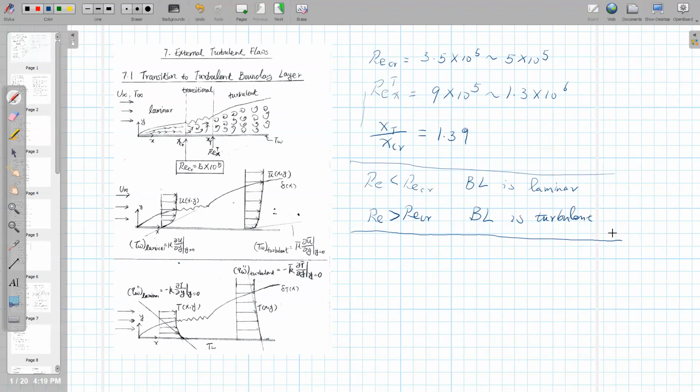Okay, so let's take a look at the second picture here. Basically we show the detailed velocity profile in the laminar boundary layer and in the turbulent boundary layer. In the laminar boundary layer, you can see that the profile, across the boundary layer thickness, will eventually go to a velocity that reduces to 0.